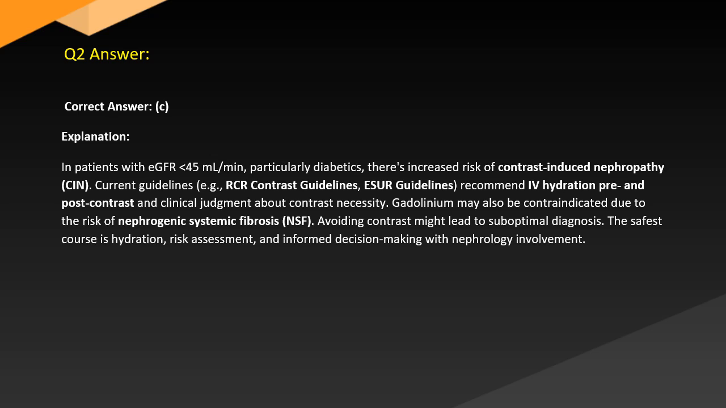Answer. Correct answer: C. Explanation. In patients with eGFR below 45 mL/min, particularly diabetics, there's increased risk of contrast-induced nephropathy, CIN. Current guidelines, e.g. RCR contrast guidelines, recommend hydration pre- and post-contrast and clinical judgment about contrast necessity. Gadolinium may also be contraindicated due to the risk of nephrogenic systemic fibrosis, NSF. Avoiding contrast might lead to suboptimal diagnosis. The safest course is hydration, risk assessment, and informed decision-making with nephrology involvement.